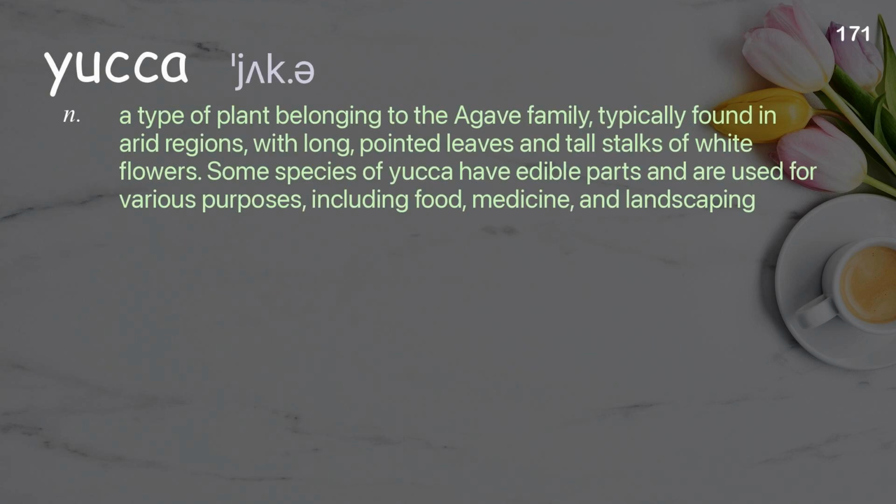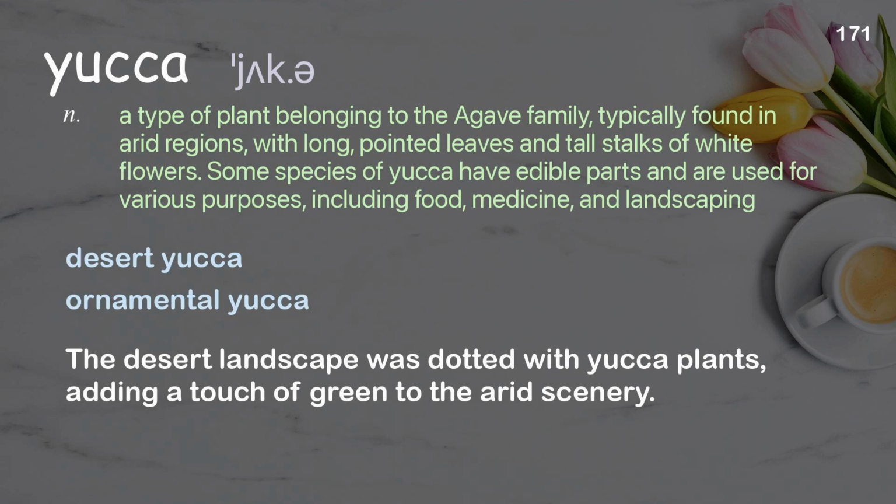Yucca. A type of plant belonging to the agave family, typically found in arid regions, with long, pointed leaves and tall stalks of white flowers. Some species of yucca have edible parts and are used for various purposes, including food, medicine, and landscaping. Examples: Desert yucca. Ornamental yucca. The desert landscape was dotted with yucca plants, adding a touch of green to the arid scenery.